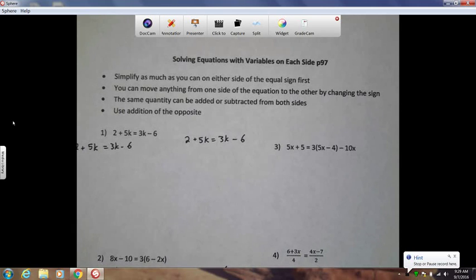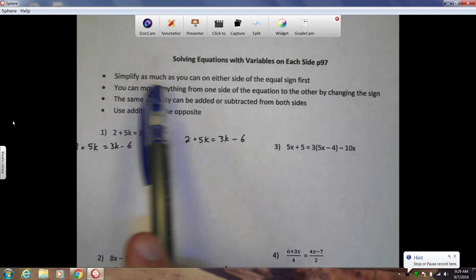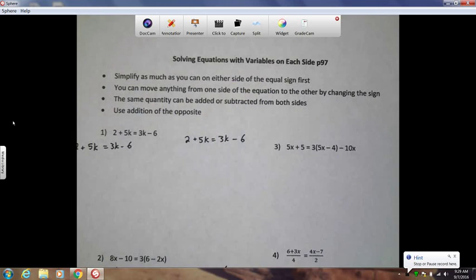Solving equations with variables on each side. So a few things to go over. Simplify on either side of the equal sign as much as you can first. Always make sure you do that.